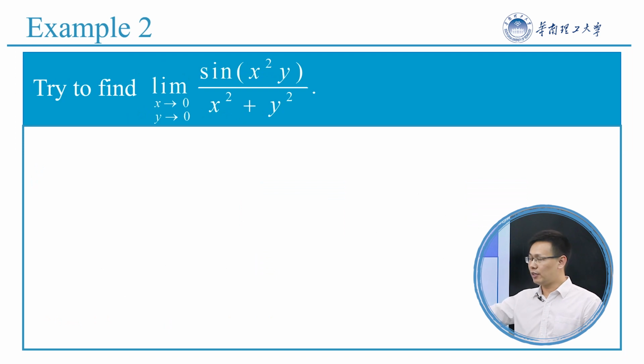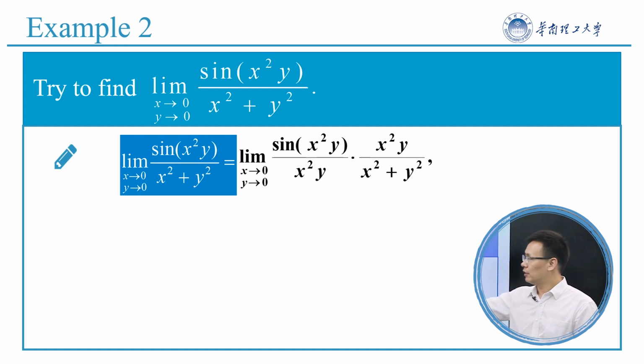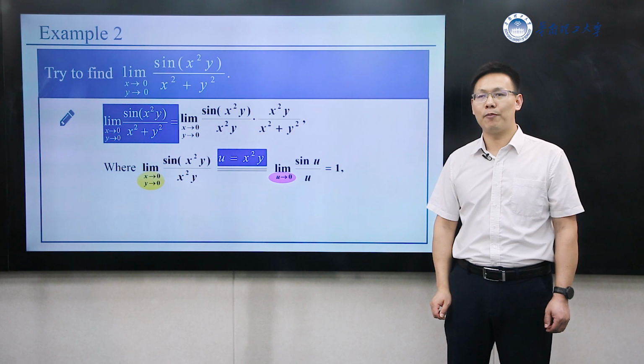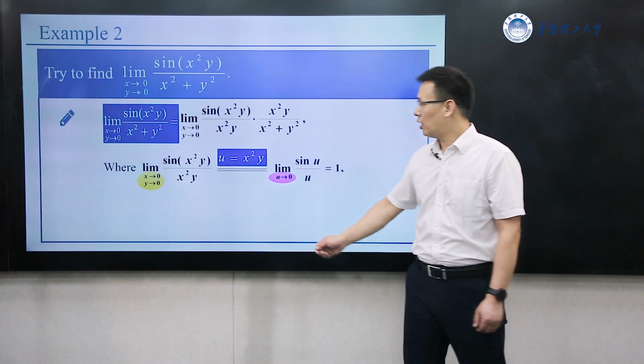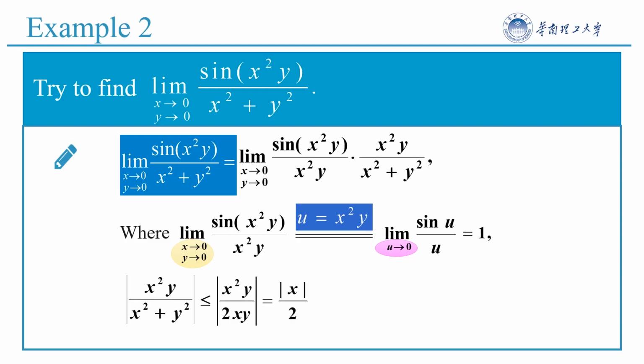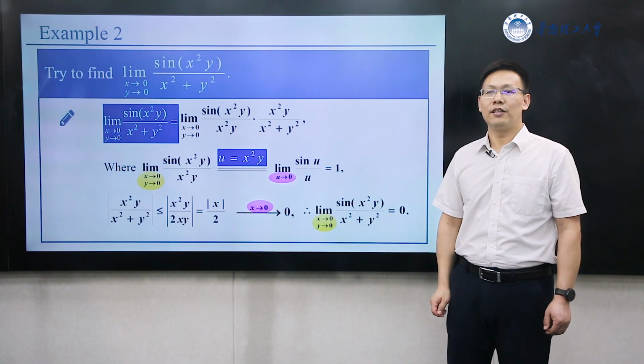Example 2. Try to find the limit. Solution: by changing the function, we have this expression. Replacing x squared y by u, the limit for the bivariate function can be expressed as a limit for a function of just one variable u. So the limit of the first term is 1, and the second term converges to 0 from the following inequalities. So the limit is 0.